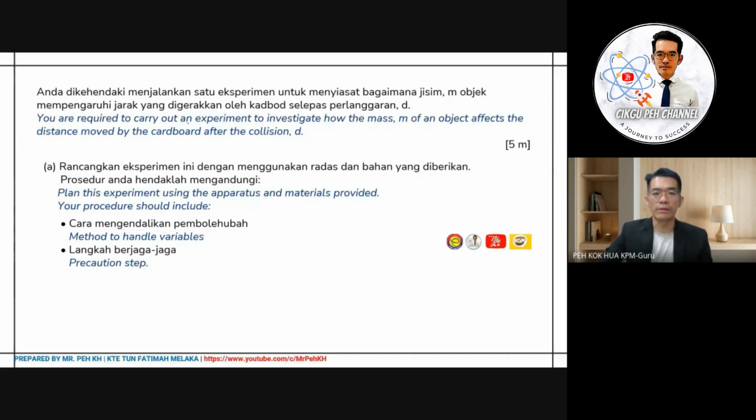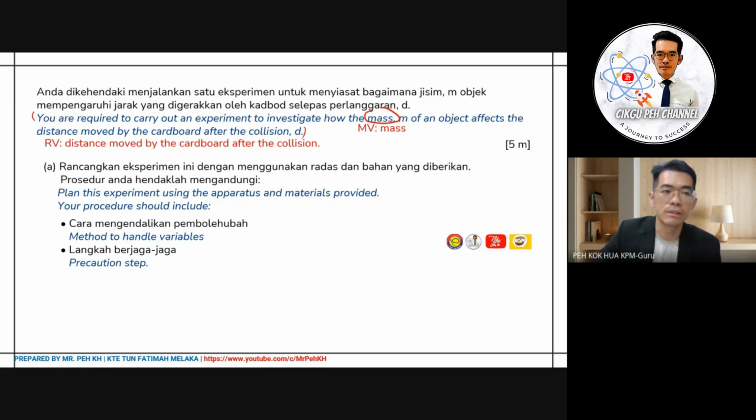You are required to carry out an experiment to investigate how the mass of an object affects the distance moved by the cardboard after the collision, with symbol D. Okay, so from this sentence actually, it tells you already the aim of the experiment. So you need to identify the MV and RV. There is a manipulated variable and responding variable for this experiment. So the MV will be the mass of the object, and then the RV will be the distance moved by the cardboard after the collision. So basically, the question already tells you the MV and RV.